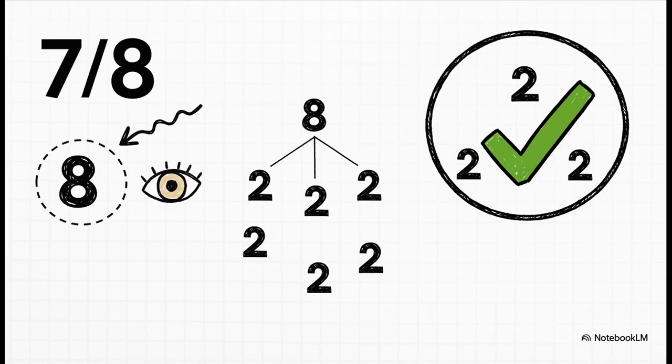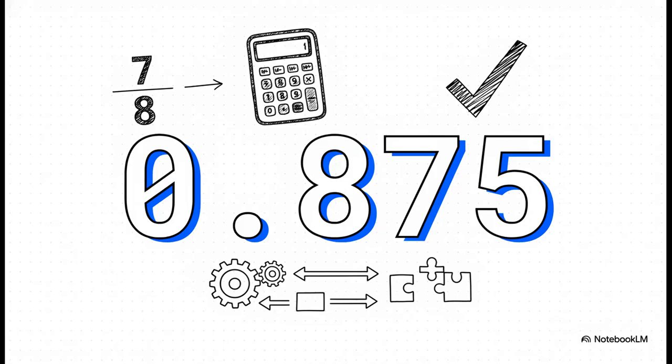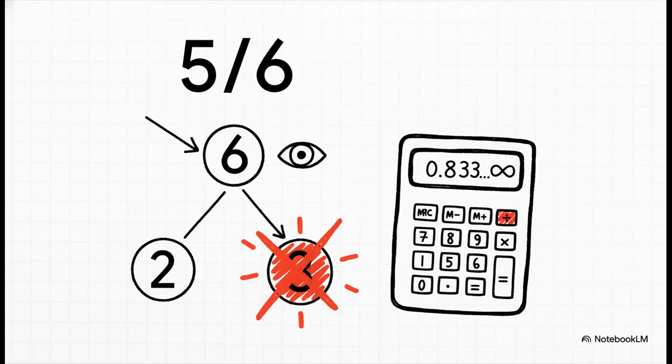How about 7/8? So, step 1, can we simplify it? Nope, it's as simple as it gets. Step 2, look at the bottom number. It's an 8. Okay, step 3, what are the prime factors of 8? Well, that's 2 times 2 times 2. Now let's check our rule. Are the only prime factors 2s and 5s? Yep, it's all 2s. So that means 7/8 has to be a terminating decimal. And if we check on a calculator, what is 7 divided by 8? It's 0.875. Look at that. It stops. The rule worked perfectly. How cool is that?